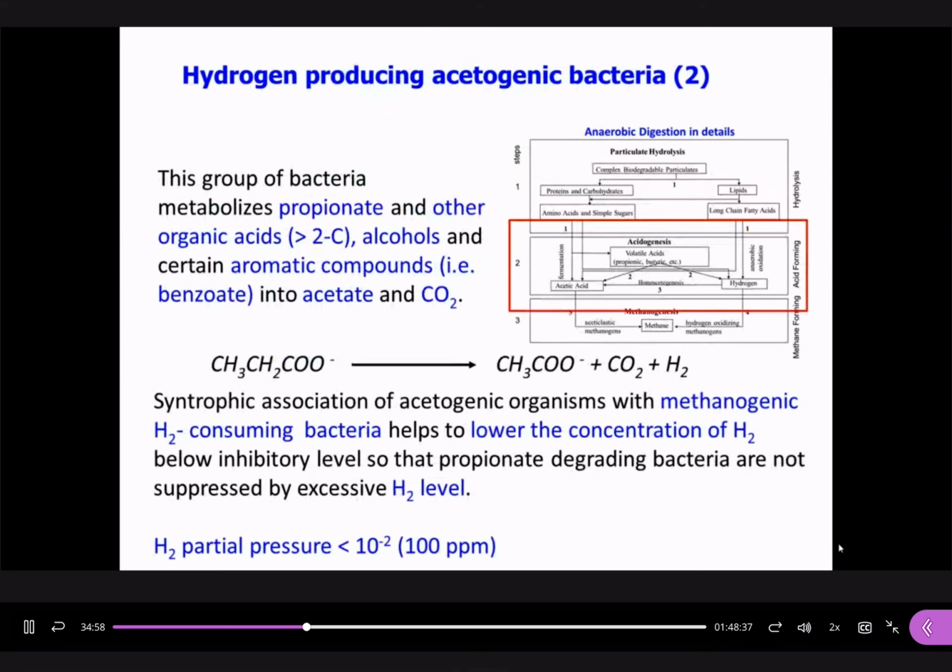Second step, from volatile acids to acetic acid or hydrogen. This group of bacteria metabolizes propionate and other organics, which have more than 2 carbon atoms in their molecule, and certain aromatic compounds like benzoate. You know aromatic, right? What does aromatic mean? It's an aromatic ring. Aromatic compounds contain aromatic rings.